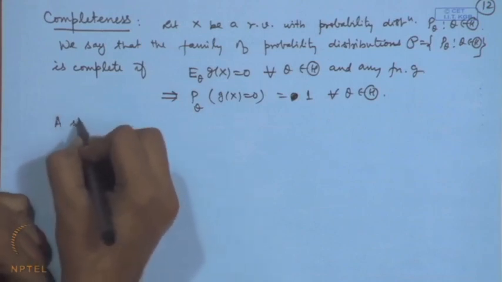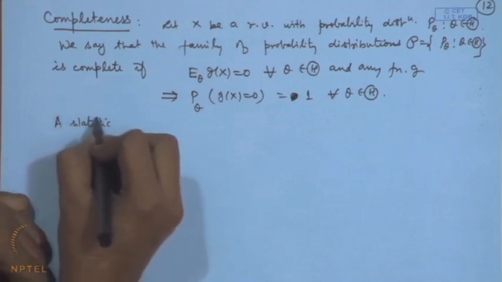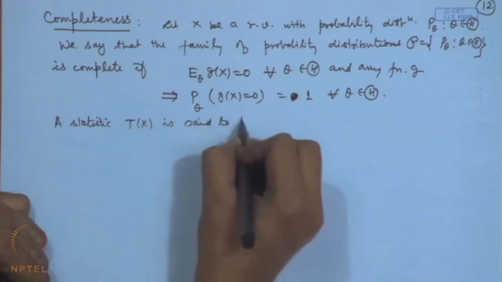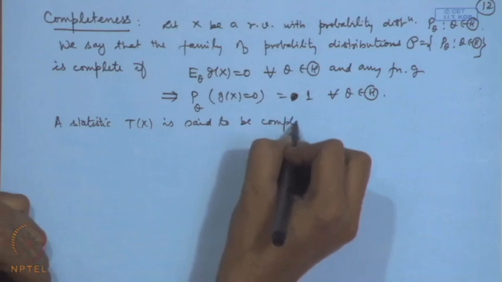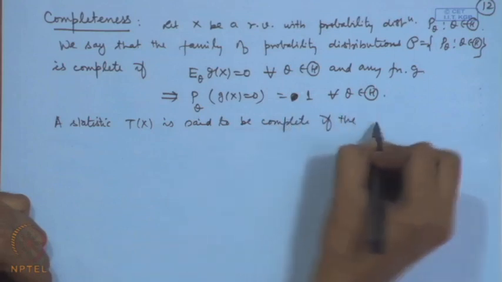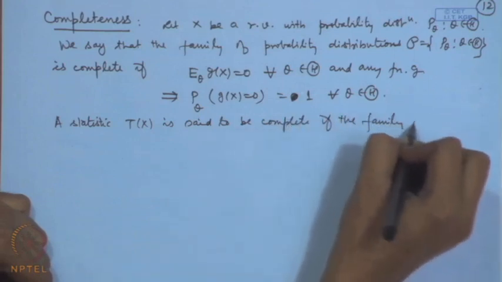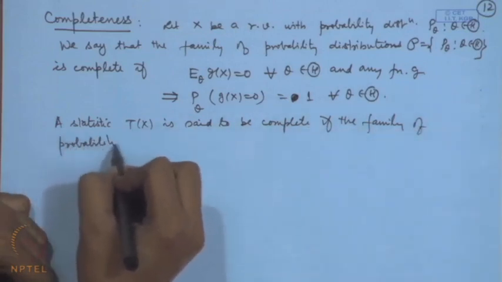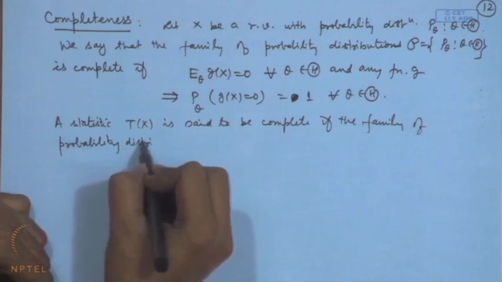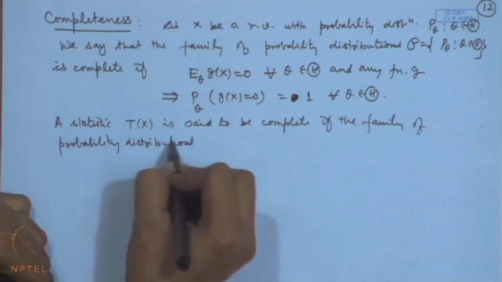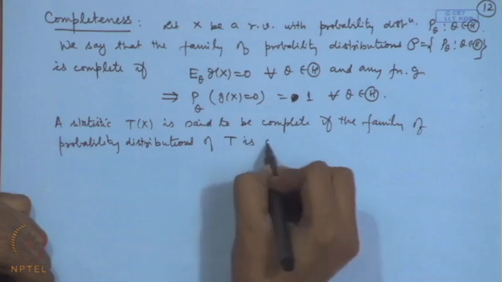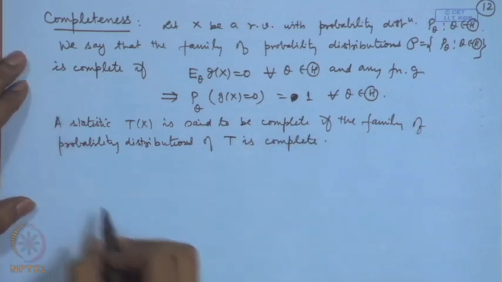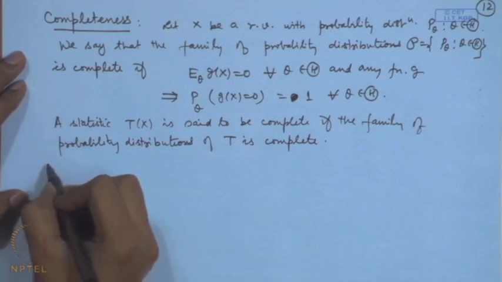Then a statistic T is said to be complete if the family of probability distributions of T is complete. Let me give an example here.